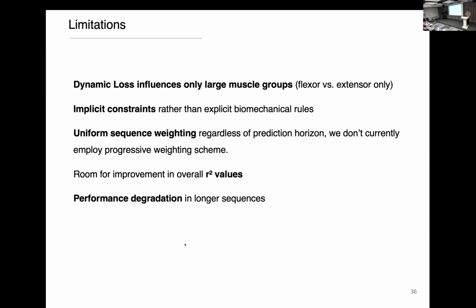What are our limitations? Dynamic loss influences only large muscle groups. We can somehow set explicit rules for smaller groups, maybe not single muscles, but smaller groups, not only flexors and extensors. Also, we have uniform sequence weighting regardless of prediction horizon, and we don't currently employ progressive weighting, which would apply some weighting rule for next token generation, maybe another weighting rule for the second, third, etc. tokens. And we still see performance degradation in longer sequences.